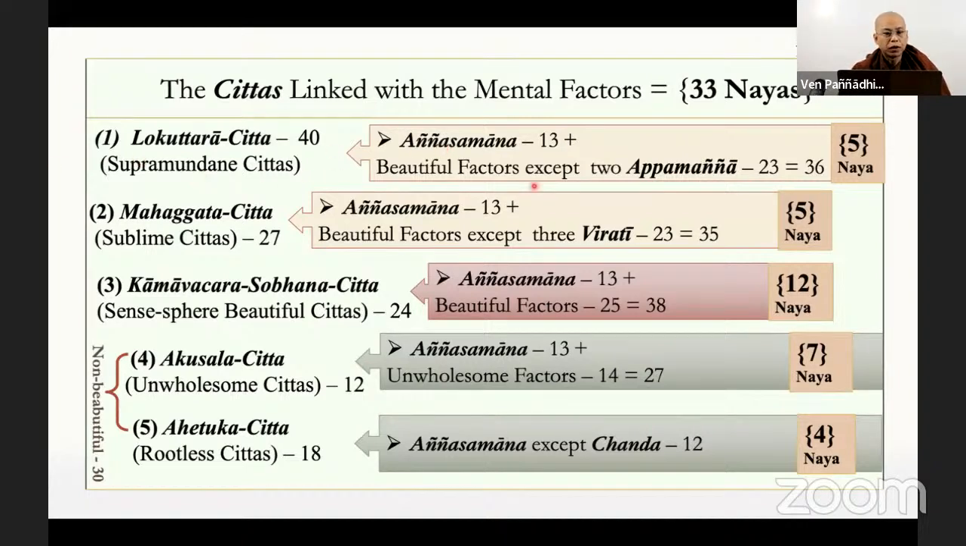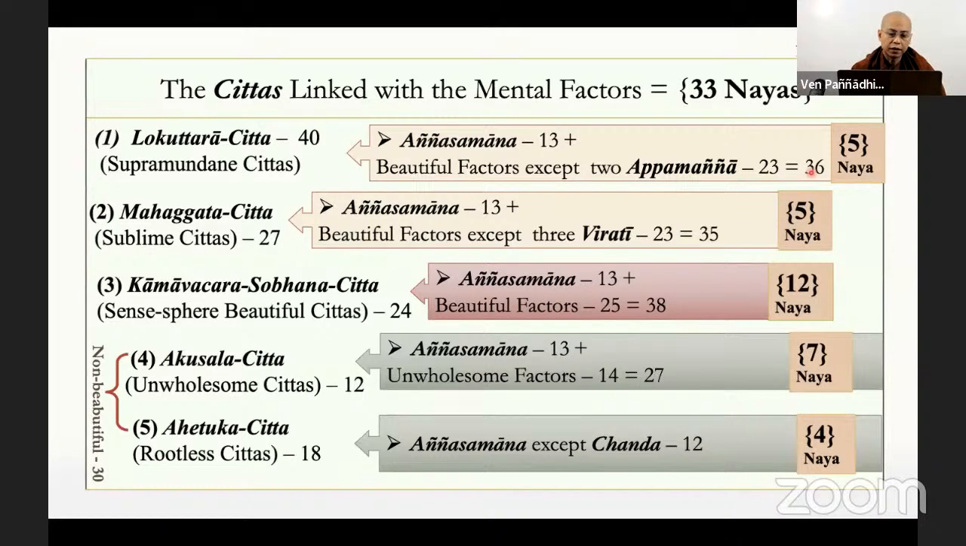Before we continue, let's review briefly. We already know Lokuttara Citta, in total 40 Lokuttara Citta. So 8 Lokuttara Citta multiplied by the 5 jhanas become 40. These 40 will be in 5 methods. Roughly we can say the Annasamana group and the beautiful 23, because the Appamanna are exceptions, altogether 36, will be common, or at most, the number of mental factors.